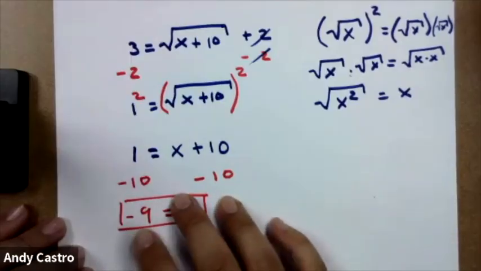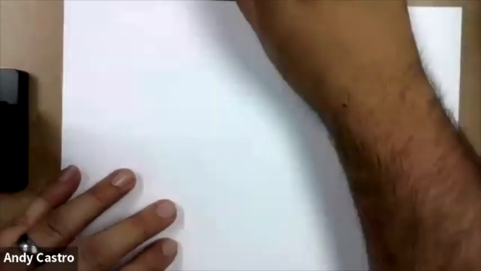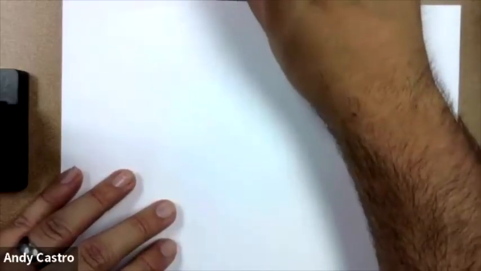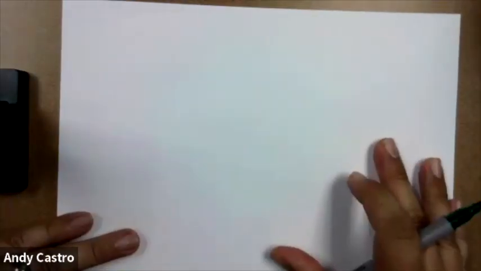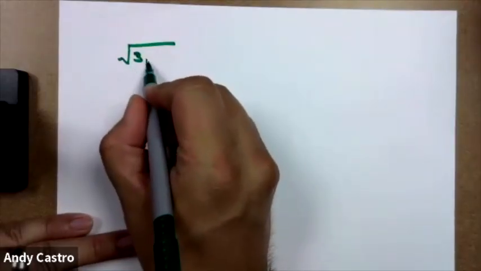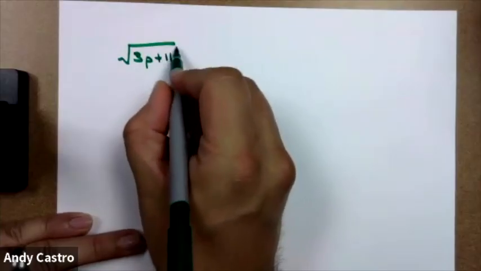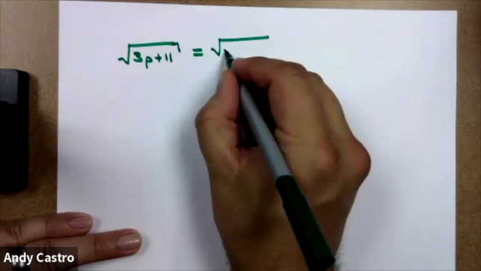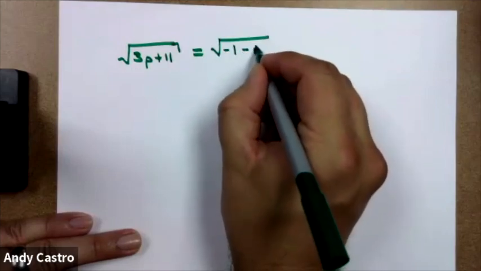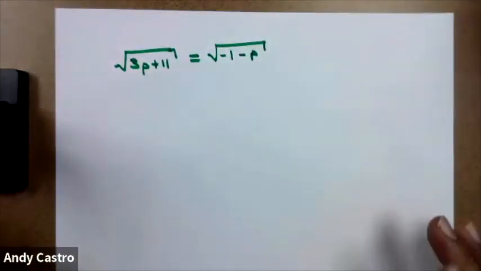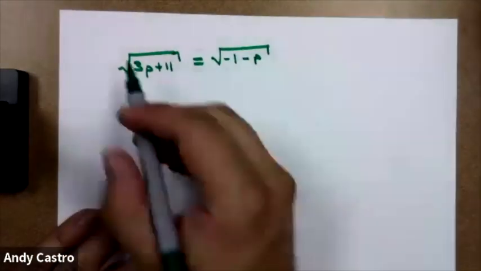Okay. So let's do another one like this. The equation ones can be a little complicated, so let me do one that's a little bit more involved. All right, let's do the square root of 3p plus 11 is equal to the square root of negative 1 minus p. All right, so now I've got a radical on both sides. What do I do here? Well, actually the same thing.